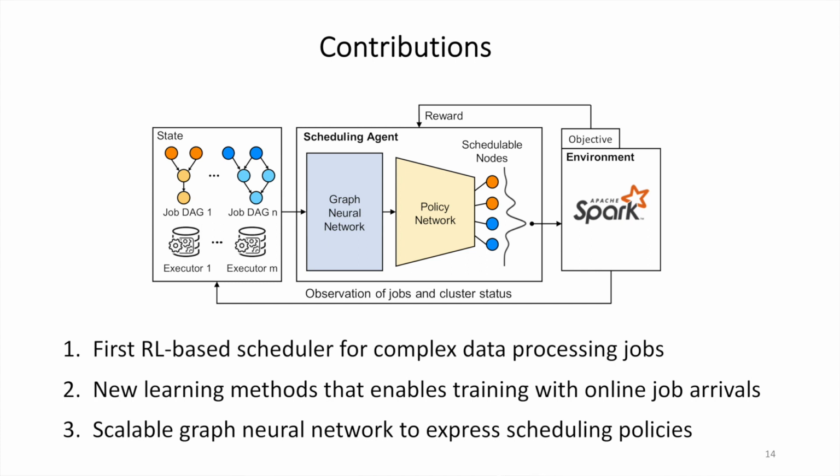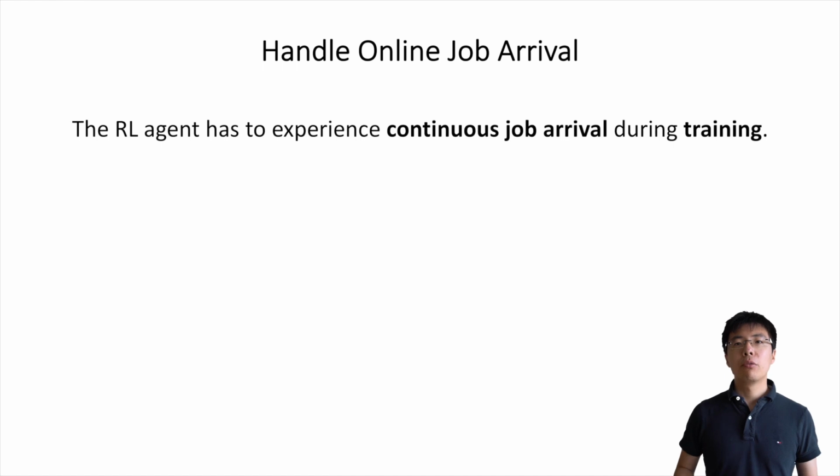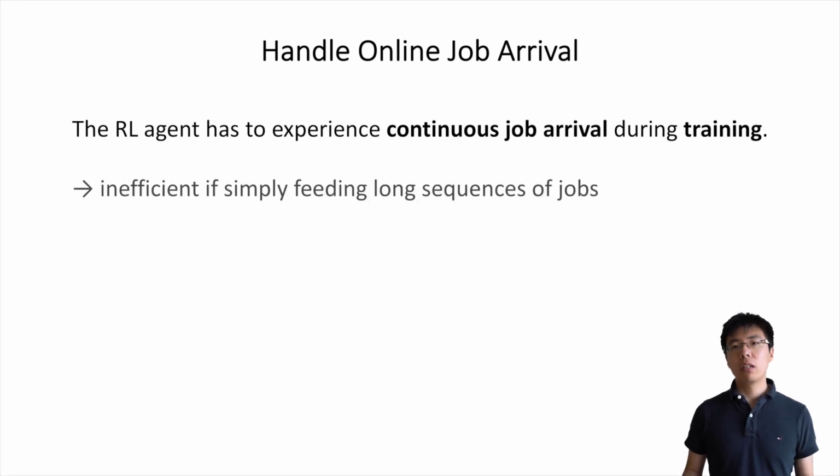The first challenge I want to highlight is that in practice, jobs arrive in an online streaming fashion. To handle this continuous job arrival, the reinforcement learning agent has to experience the arrival pattern during training. Why is this difficult? Well, we find the training is very inefficient if we simply feed the agent many long sequences of jobs right from the beginning. The reason is that reinforcement learning training starts from scratch. The initial random policy performs very poorly. The agent cannot schedule to finish the jobs as quickly as they arrive.